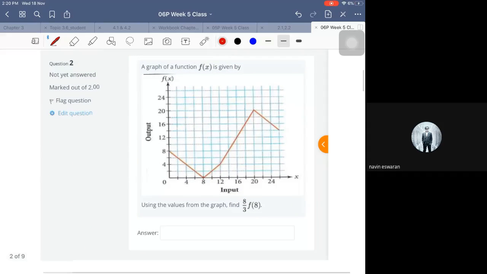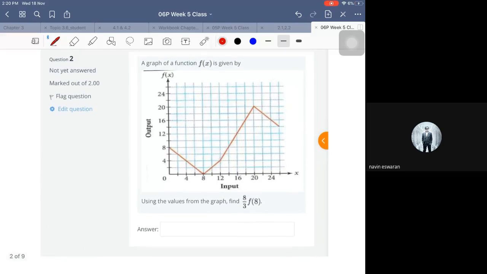So I gave you a graph of function f of x, and then I suruh you cari. So using the values from the graph, find 8/3 f of 8. So this graph over here, there are 2 variables. Satu adalah x, okay, satu lagi adalah for the f of x value. So if you were to refer to the value of x, you'll be referring to that axis. And if you want to know what is going to be the value of f of x, you will be referring to the vertical axis.